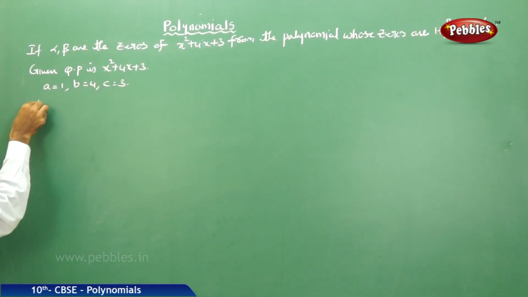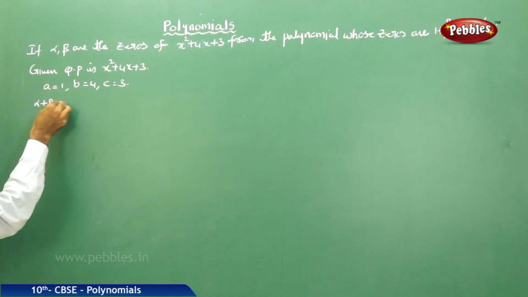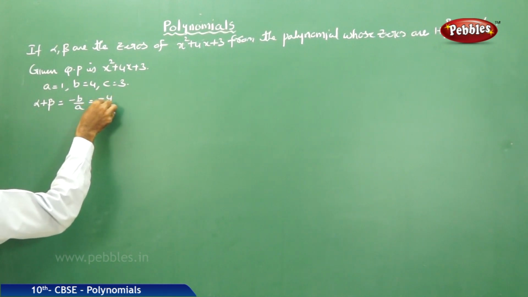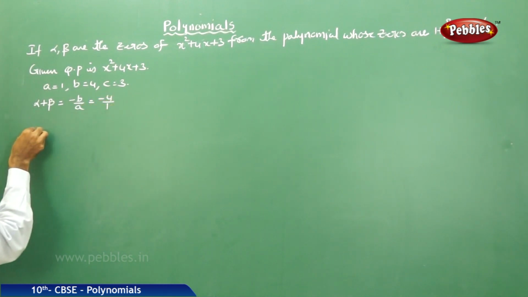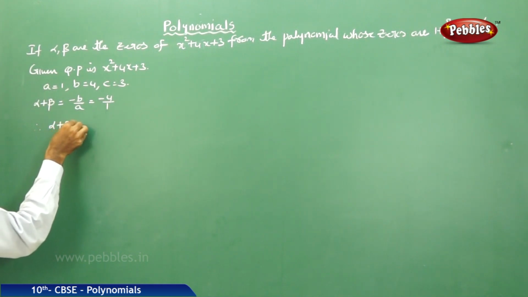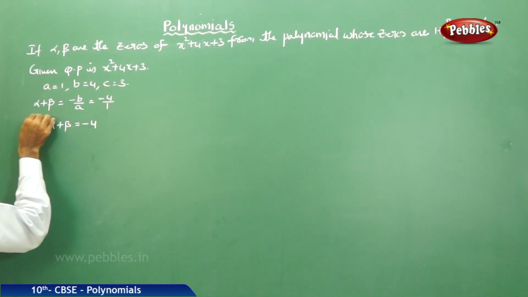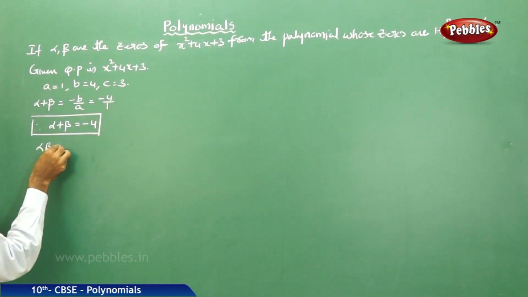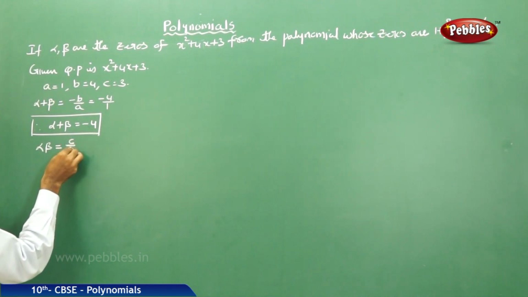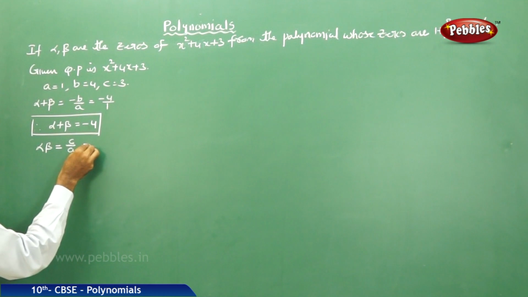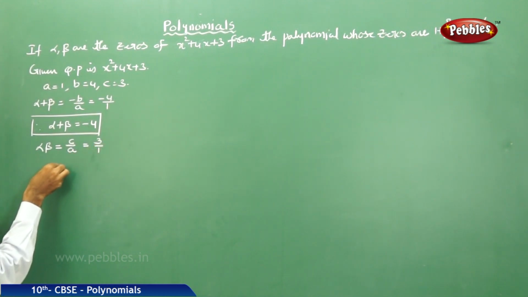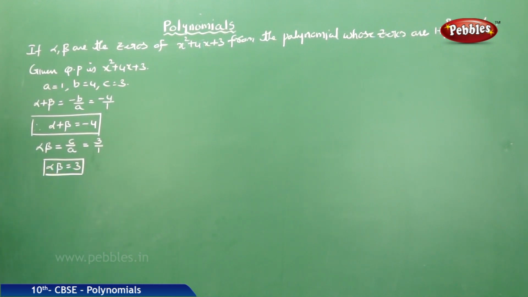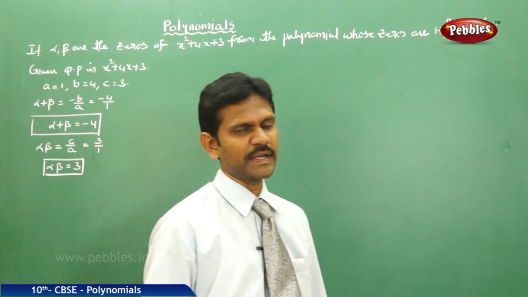Now alpha plus beta, nothing but the sum of the zeros, you know very well, is minus b by a, that is equal to minus 4 by 1. Therefore alpha plus beta is equal to minus 4. Alpha plus beta value is minus 4. Next, product of the zeros, alpha beta is equal to c by a, that is c, nothing but 3 by 1. Therefore alpha beta is equal to 3. Now I am ready with the values of alpha plus beta and alpha beta.